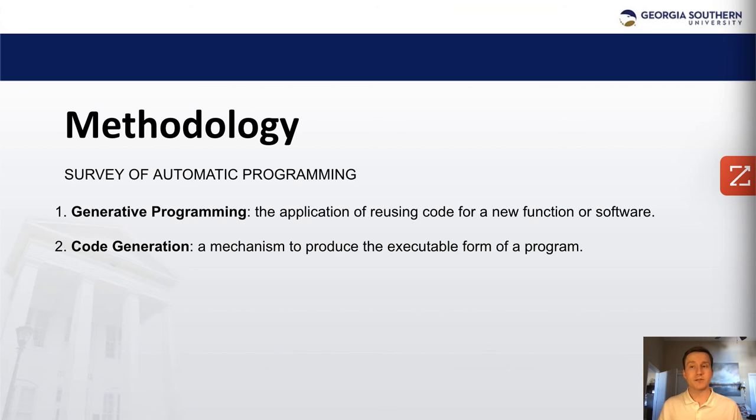The basis of our research stemmed from generative programming and code generation. Generative programming is the application of reusing code for a new function or software. Code generation is a mechanism used to produce an executable form of a program. The automatic word match generator is an example of an application that uses automatic programming.